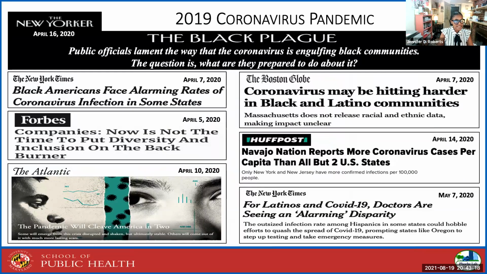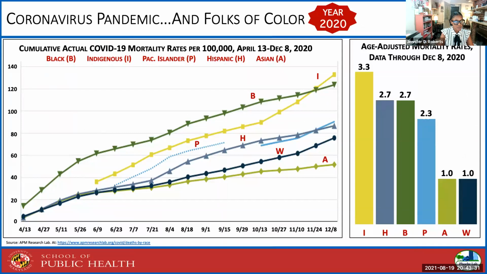So since last April, the news media has been filled with headlines that revealed the startling race and ethnic-based disparities of COVID-19 cases as well as deaths. I'm going to show you two graphs. This first one is from the beginning of the pandemic to this past December of last year. We see there was a point where the US age-adjusted COVID mortality rates for all folks of color, with the exception of Asians, was 2 to 3 times higher compared to white individuals.